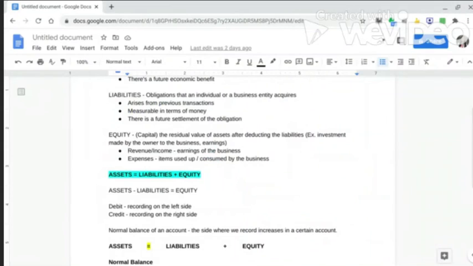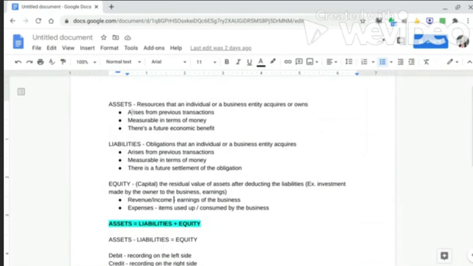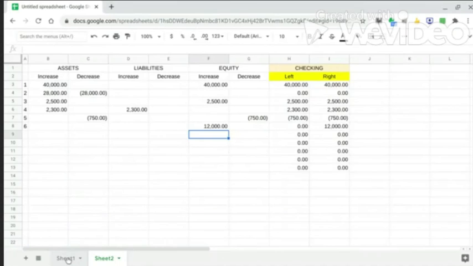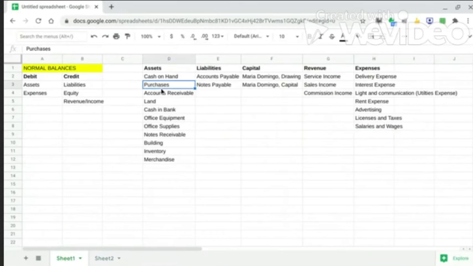Kung babalikan natin yung discussion in our previous video, we have accounts receivable under assets. Yung mga ganong transactions na na-render na yung service pero hindi pa binayaran ni customer, that is considered as an accounts receivable, which is an asset. Paano nga ulit siya naging asset?